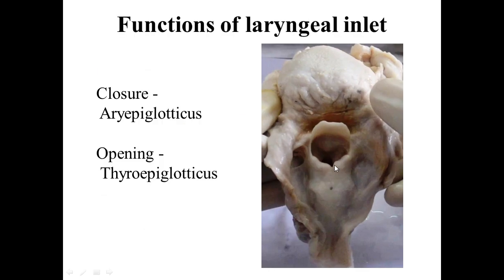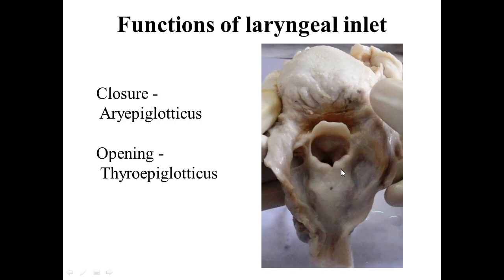Now we have seen the aryepiglottic fold contains two muscles, that is the aryepiglotticus and thyroepiglotticus. Contraction of the aryepiglotticus closes the laryngeal inlet. So due to contraction of aryepiglotticus, the aryepiglottic folds come close to each other. So there is a closure of laryngeal inlet.